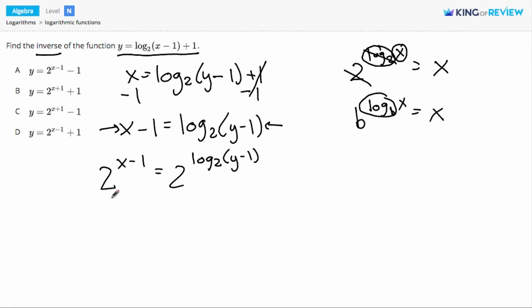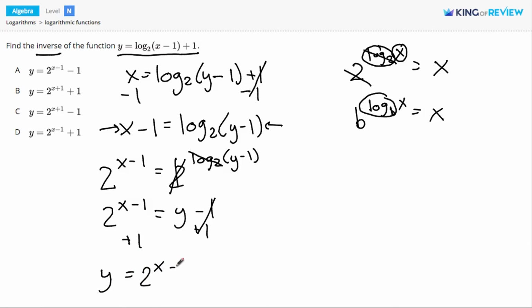So we have 2 to the x minus 1, and based on the property on the right, the 2 cancels with the log, and we are just left with y minus 1. So all we have to do to finish this problem is add 1 to both sides. We have y by itself, and we have on the other side 2 to the x minus 1 power plus 1. And there's our inverse function, choice D.